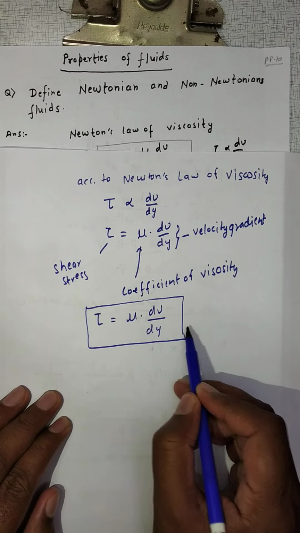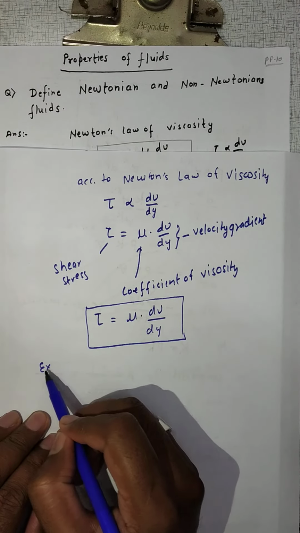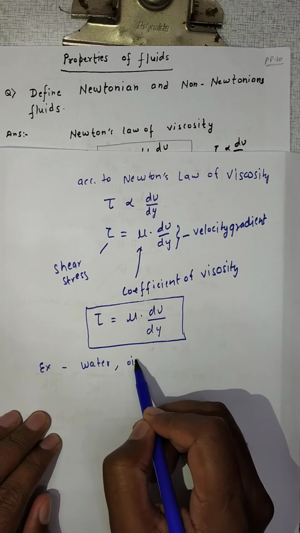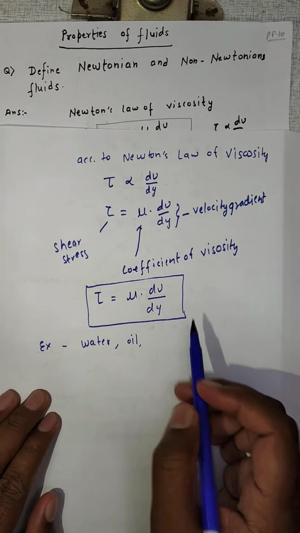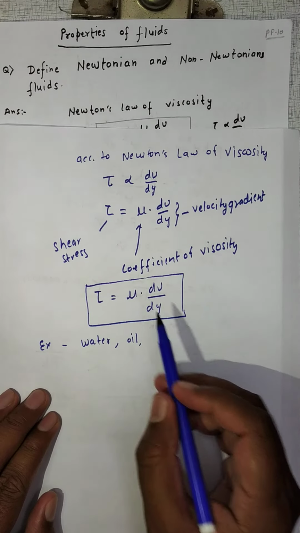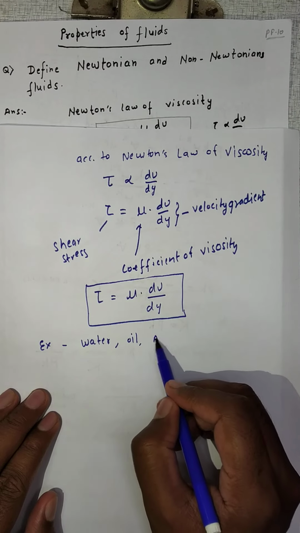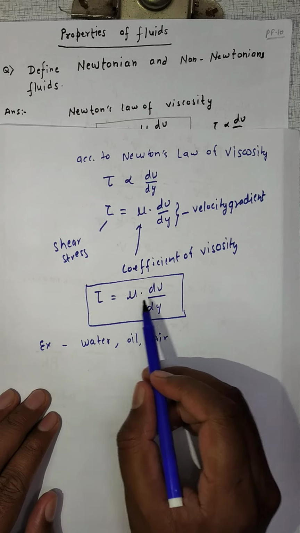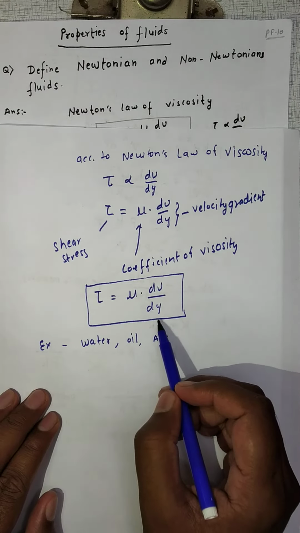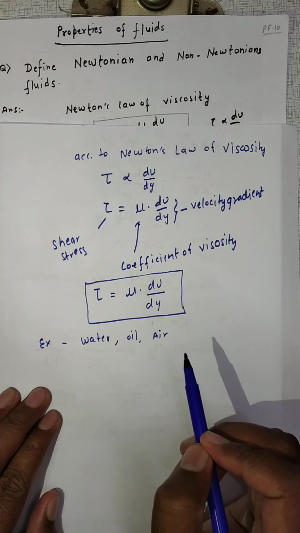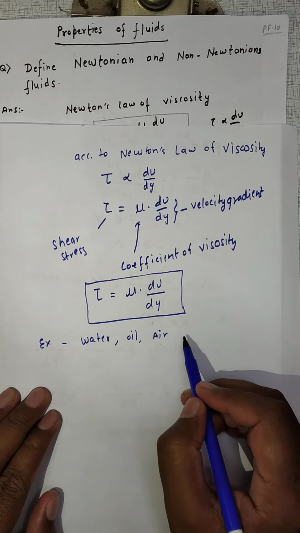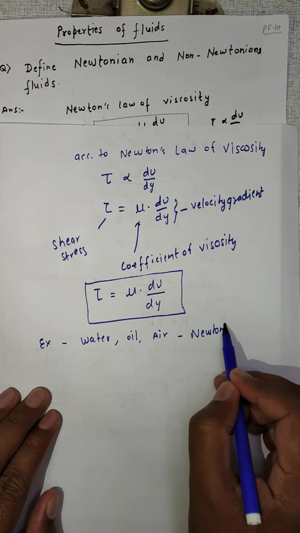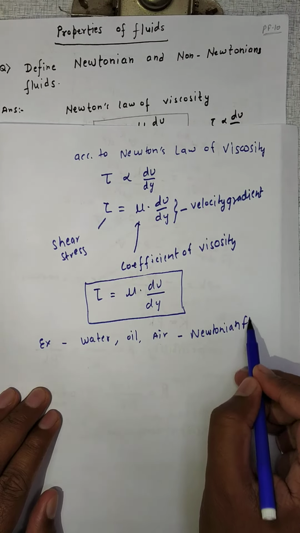The fluids, for example water, oil, air, which follow the relation tau directly proportional to mu into du by dy, this type of fluid is known as a Newtonian fluid. Okay friends, Newtonian fluids.